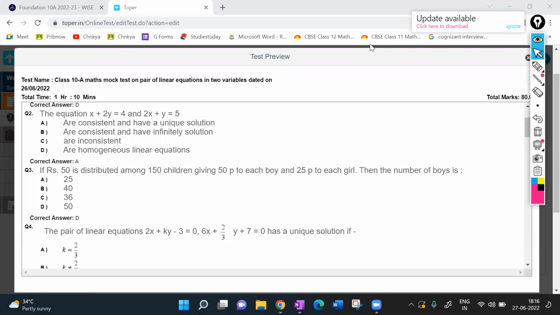Actually, there is a possibility of choosing the correct answer. Let me tell you what happened. There is a question: option A, option B, option C, option D.